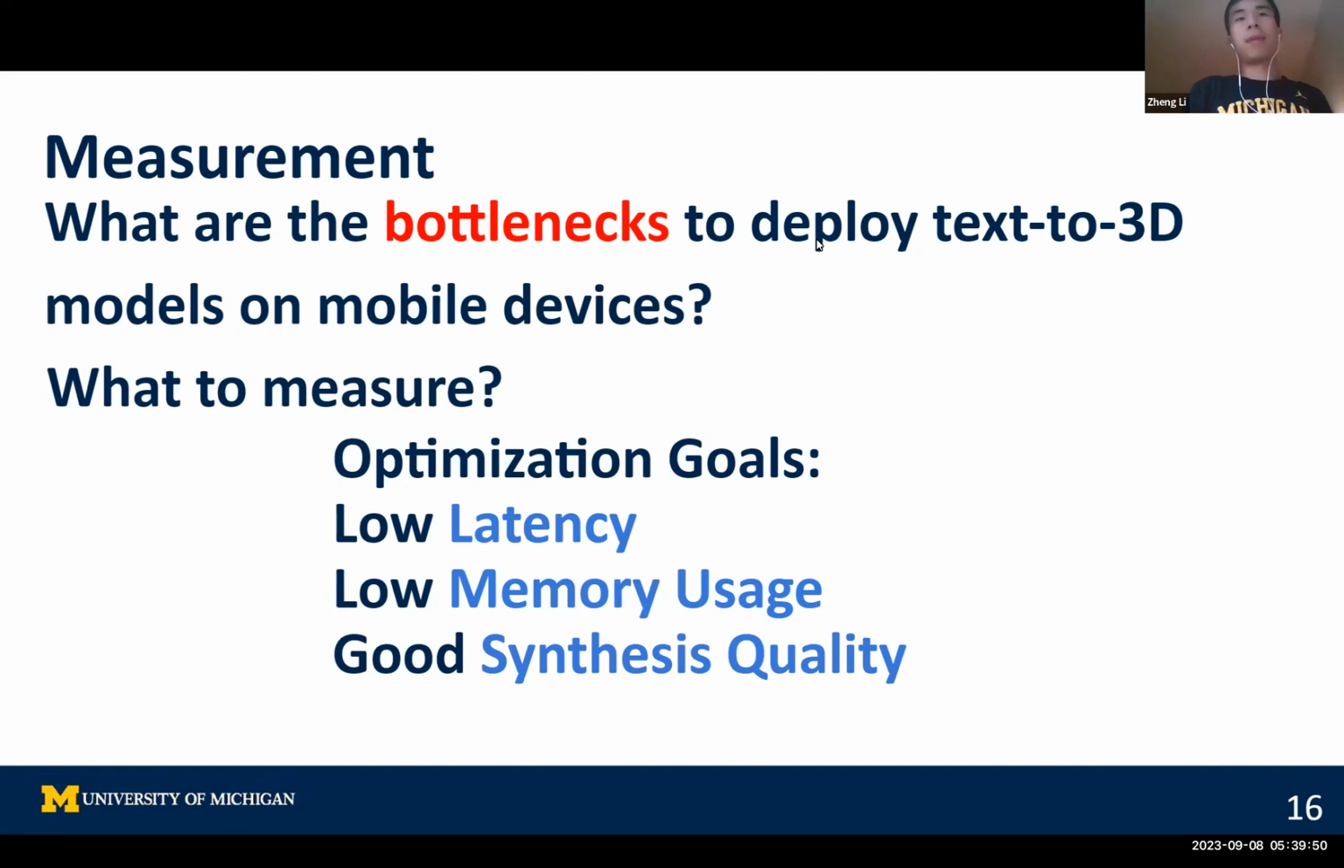Based on the background information, we can now talk about the measurements. Throughout the measurement, the problem that we want to solve is: what are the bottlenecks of deploying text-to-3D generative AI on mobile devices? So what to measure? Recall our optimization goals. It is clear that the latency, memory usage, and synthesis qualities are the aspects that we want to measure.